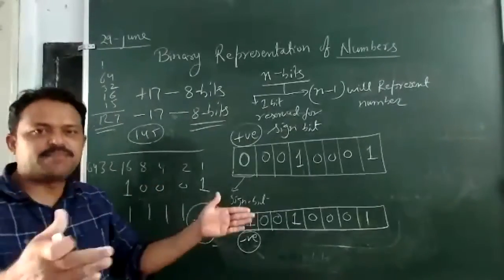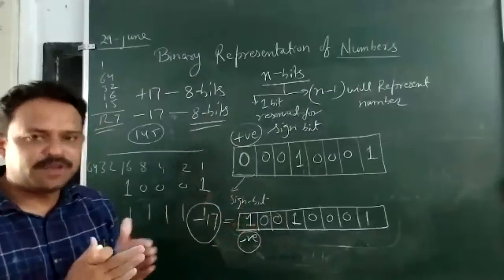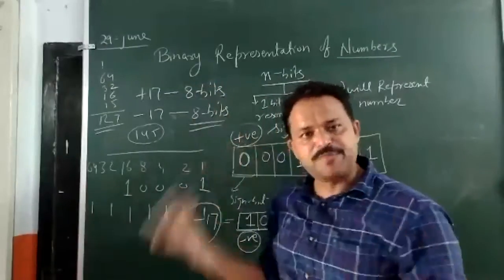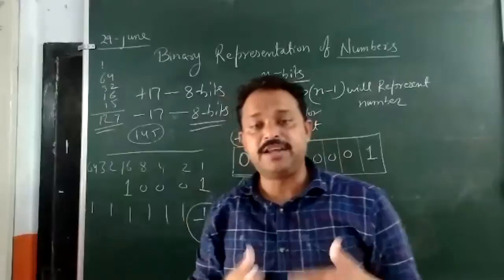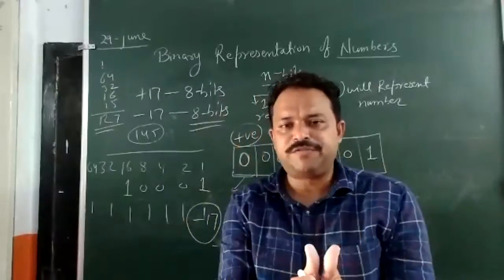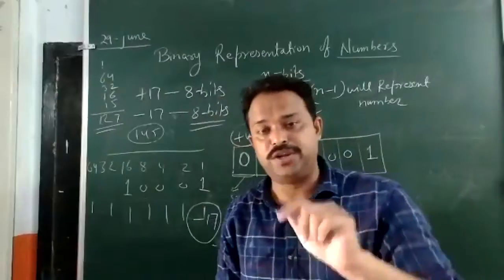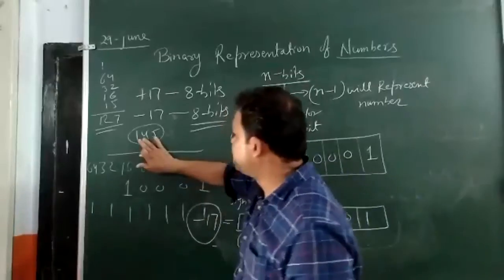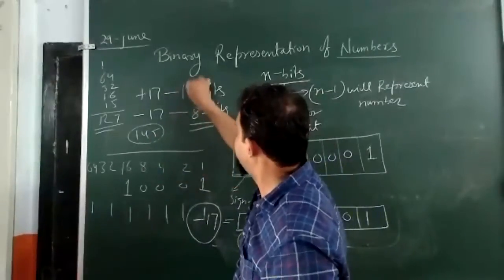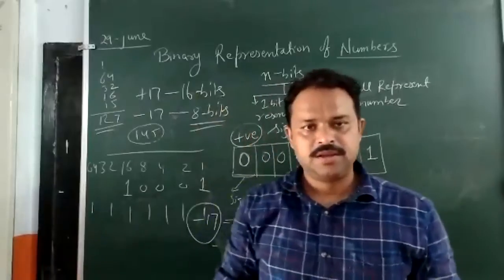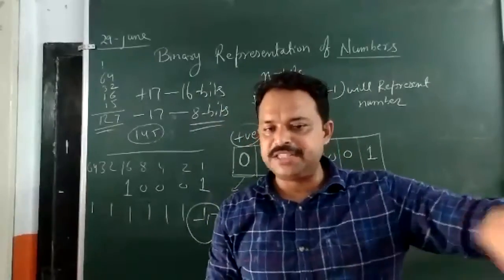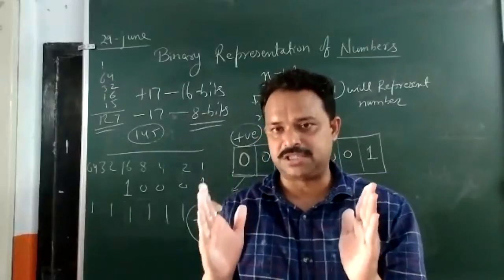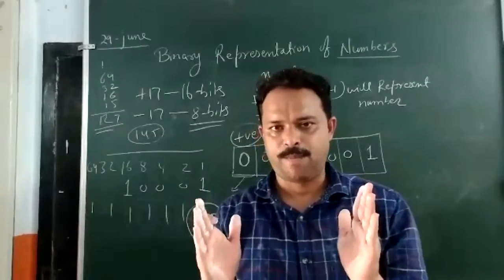So what should we do? Increase the number of bits. The examiner will not give you a wrong question. If you represent 145 using 8 bits, it is not possible, so why would the examiner give this question? The examiner would say to represent 145 using 16 bits, then it is possible. Out of 16, 1 bit is reserved for the sign bit. Now we are going to use 15 bits, so 145 is possible.